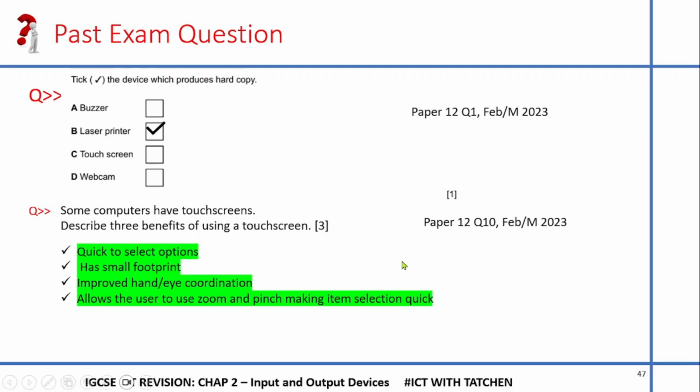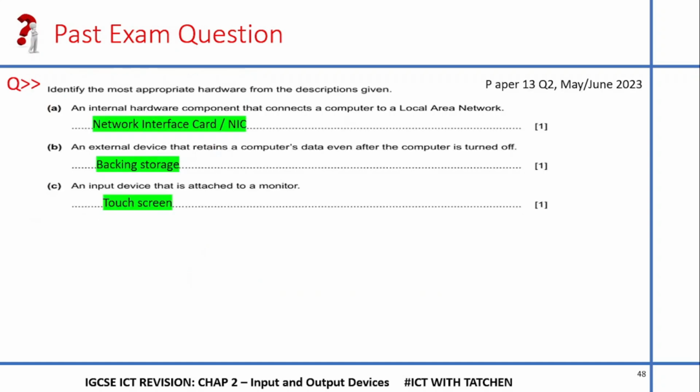Next question. Now these questions are from a recent exam, 2023. So this is Paper 1, question 1, February/March 2023. The first question: tick the device which produces hard copy. You should know this: laser printer, definitely. Some computers have touch screens. Describe 3 benefits of using a touch screen. Easy marks. Quick to select options, has a small footprint, improves hand-eye coordination, allows the user to zoom in and pinch, all those kinds of things. Those are the advantages I want you to list.